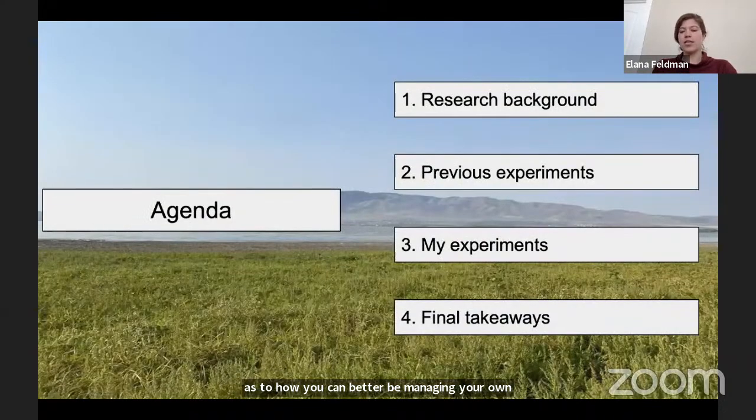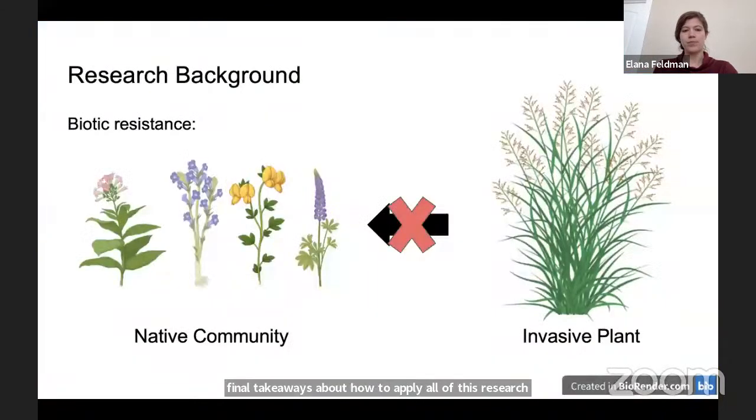So the agenda for today is I'll go over some research background. I will talk about some previous experiments that have been conducted in the lab that inspired my own research. I'll talk about some of my experiments that I've conducted by this point, and then I will give some final takeaways about how to apply all of this research to your own management of wetlands.